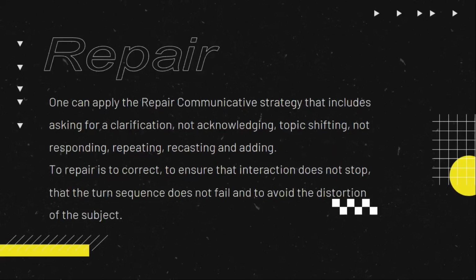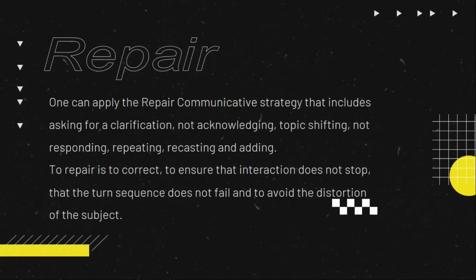Okay. Next, repair. So one can apply the repair communicative strategy that includes asking for clarification, not acknowledging, topic shifting, not responding, repeating, recasting, and adding. To repair is to correct, to ensure that the interaction does not stop, that the turn sequence does not fail, and to avoid distortion of the subject.